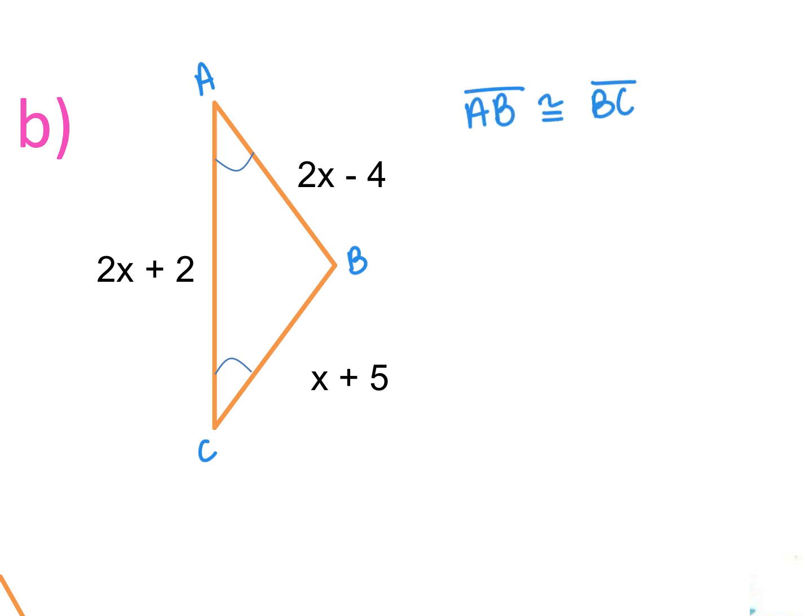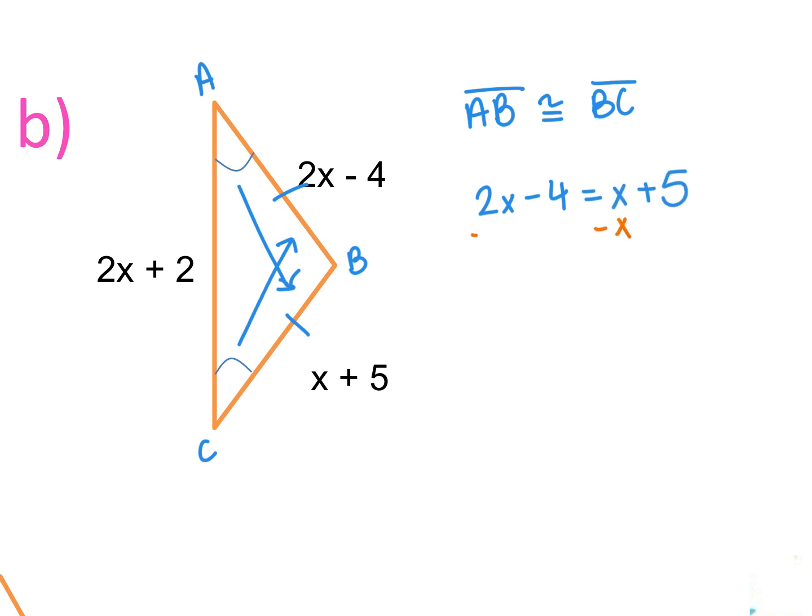Good. How do I know? Again, they're opposite of my angles. So this side is going to be congruent to this side. So I'm going to set them up as if they're congruent to each other. 2x minus 4 equals x plus 5. And I'm going to go ahead and just solve it.